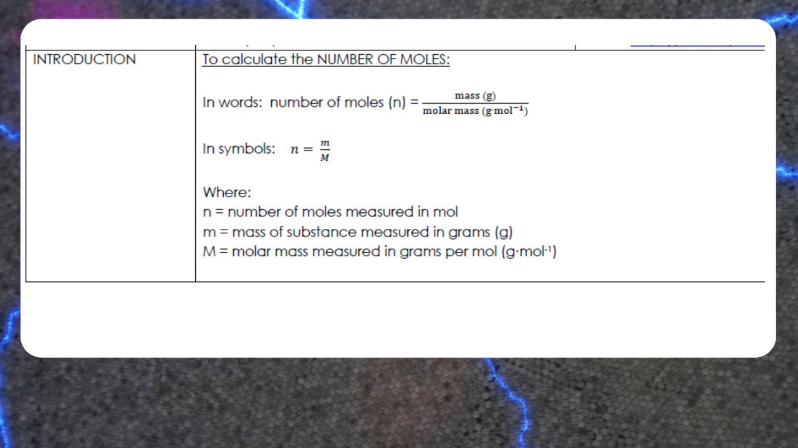Introduction: to calculate the number of moles. In words, number of moles equals mass over molar mass. In symbols, n equals m over M, where n equals number of moles measured in mol, m equals mass of substance measured in grams, g, and M equals molar mass measured in grams per mole, g·mol⁻¹.